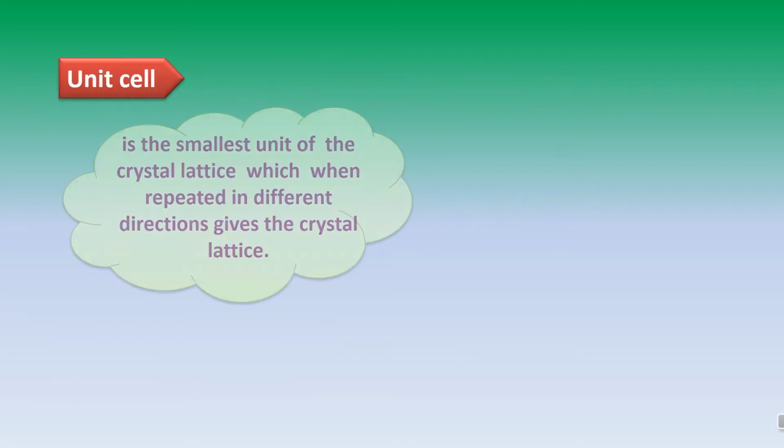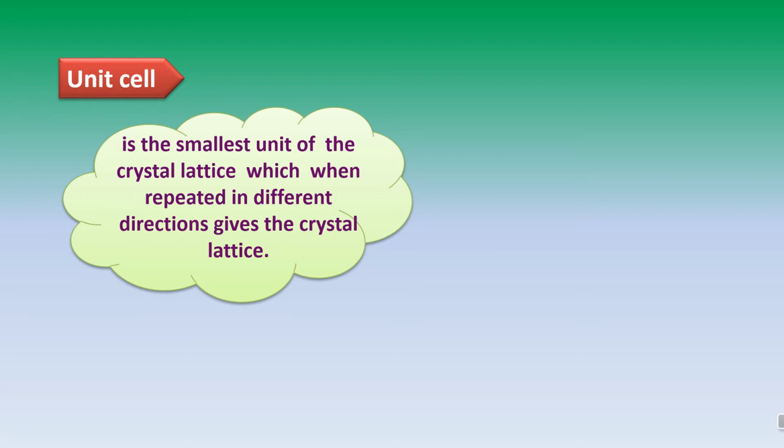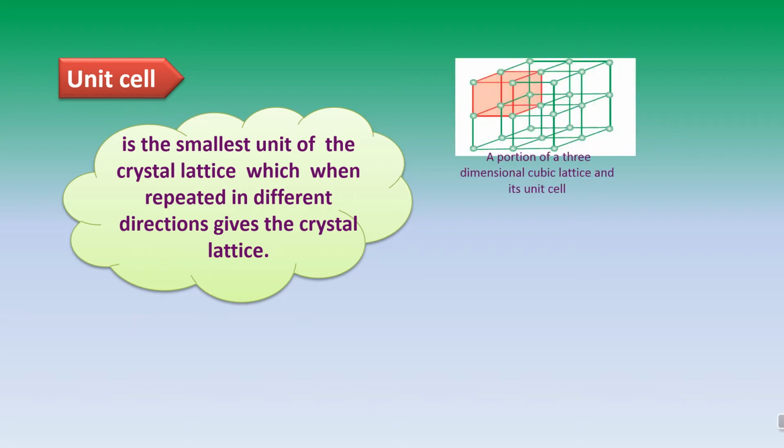Unit cell. It is the smallest unit of the crystal lattice, which when repeated in different directions gives the crystal lattice. If you want to understand the unit cell, look at this particular diagram. This indicates the unit cell, which is the smallest portion of the whole crystal lattice. And when this unit cell repeats over and over again in three dimensions, you will get the complete structure that we call a crystal or crystal lattice.